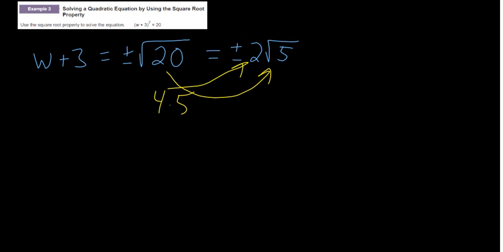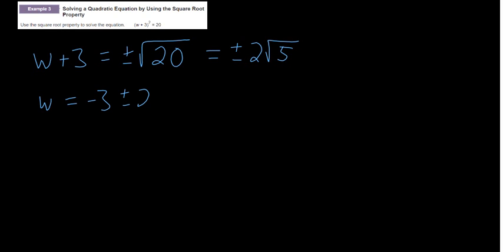Okay, and of course we know the square root of 20 can be written as plus or minus, take a 4, so it would be 2 times the square root of 5. We know that we can write the square root of 20 as that, right? Because 20 is 4 times 5, and we take the square root of 4 out, which is 2. Right, and then of course we're going to subtract 3 from both sides, so we're going to have w is equal to negative 3 plus or minus 2 times the square root of 5.